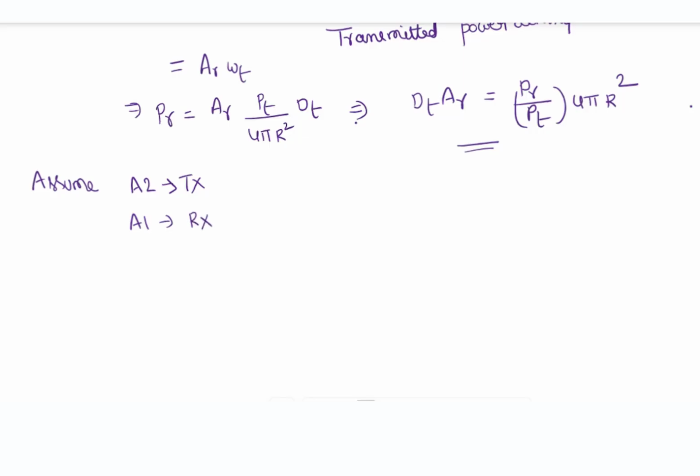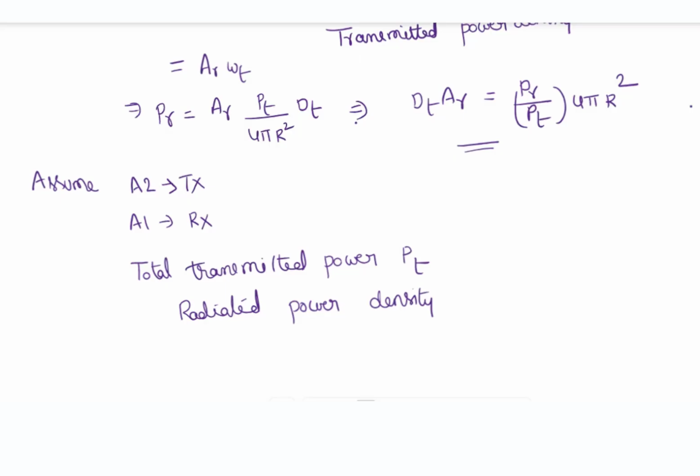We'll see all the above expressions once more. For this case, what is our first expression? The first expression is total transmitted power. Whatever may be the antenna, the total transmitted power is represented with PT. Then the radiated power density is W naught, that is PT by 4 pi R square. So in this case, you have to assume antenna 2 as the isotropic antenna. Remember.